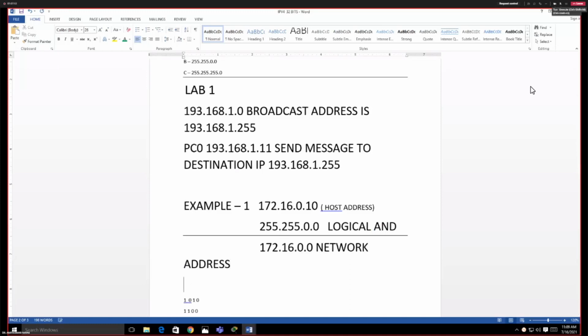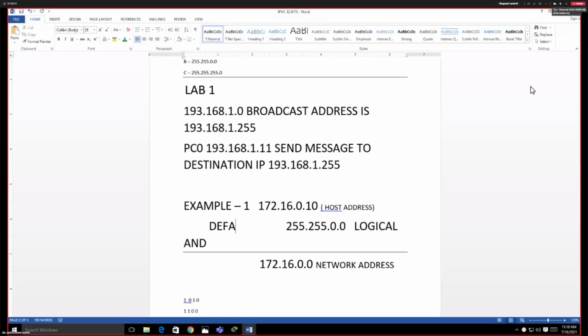So generally routers perform a logical AND operation between the host address, or the given IP address, and the default mask to identify the network address. Do you have the idea now of what the purpose of the default mask is? Yes or no? Yes, sir.